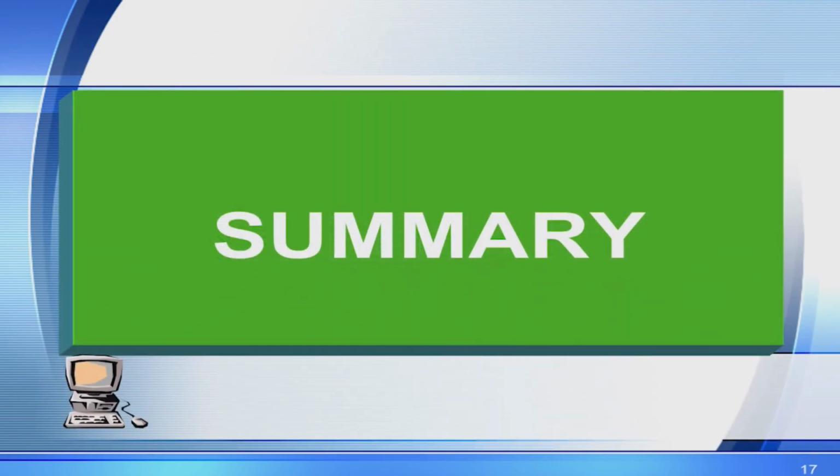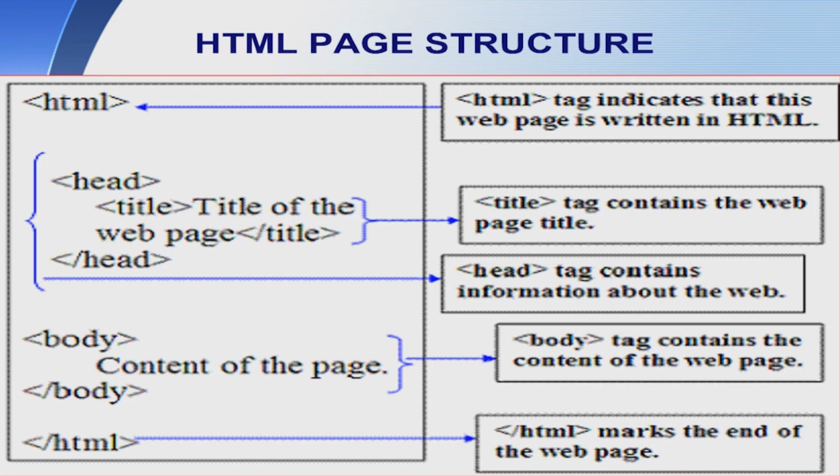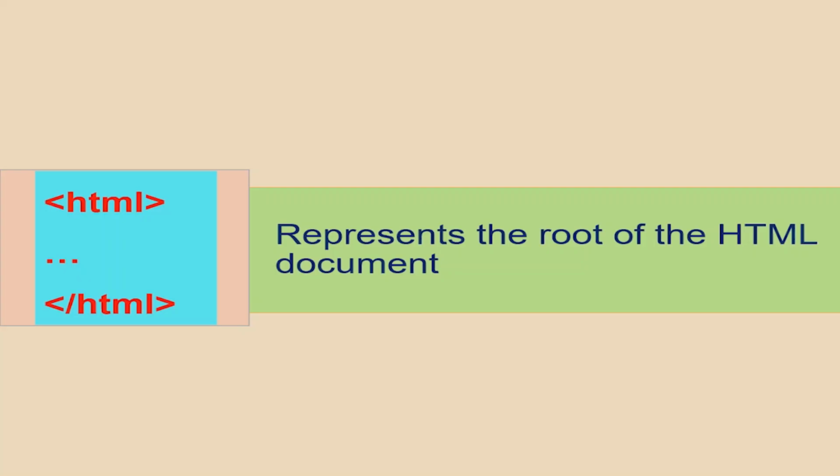To summarize, the HTML code starts with the HTML tag and ends with the /HTML tag. The HTML code consists of two important sections, namely the head section and the body section. The head section starts with the head tag and ends with the /head tag. The body section starts with the body tag and ends with the /body tag. The HTML element represents the root of the HTML document.